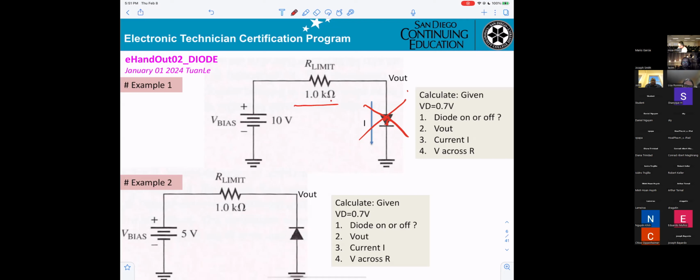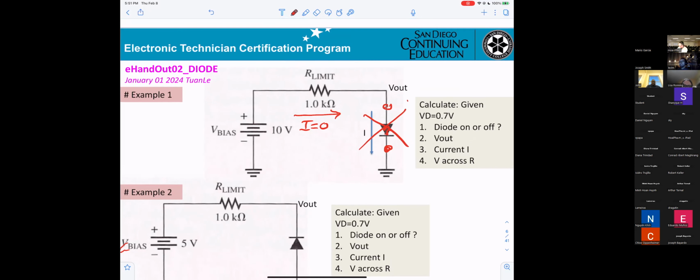If there is no diode here, that means it's open, basically. So there's no wire there. It's open. Then I will be 0, right? Current cannot flow through an open circuit. So what is the voltage drop across the resistor here?